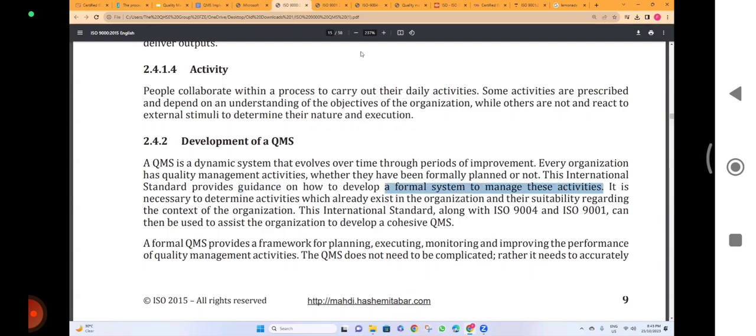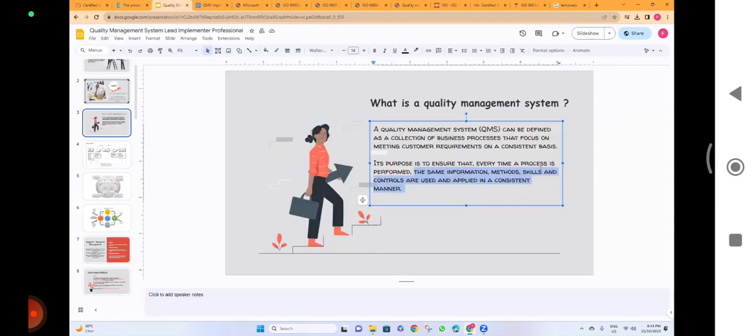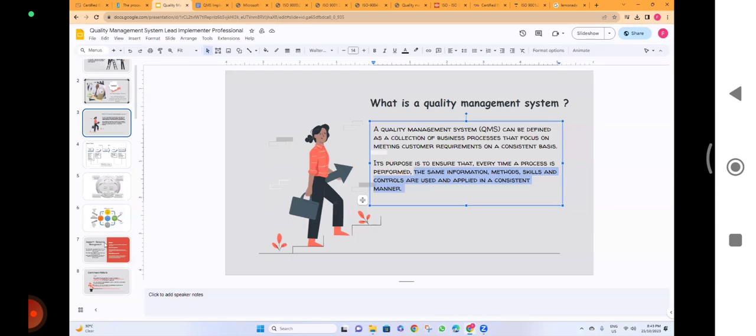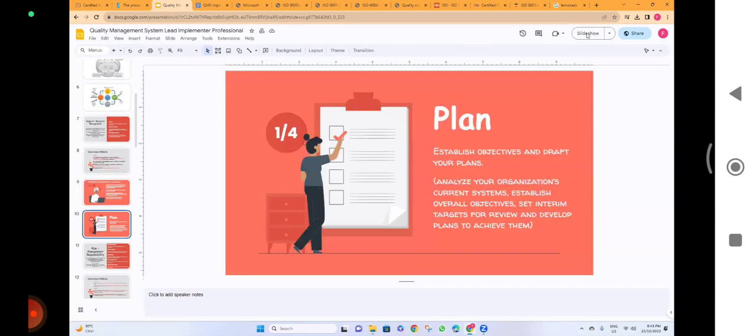Once you manage your quality management activities, once you manage the business process that focus on meeting customer requirements, when you manage and formalize them, you are going to have the same information, same methods and skills and controls that are going to be used and applied. And these are the 12 steps that I'm going to show you. So these 12 steps, as I said, can be further subdivided into 4 categories, and we are going to start off with planning.